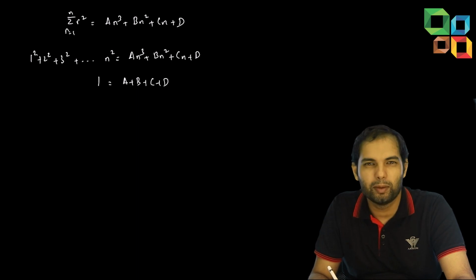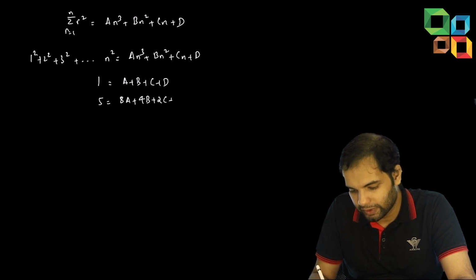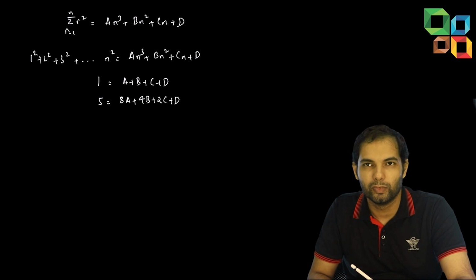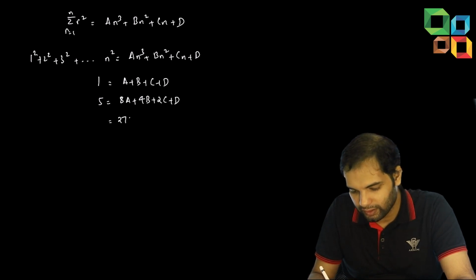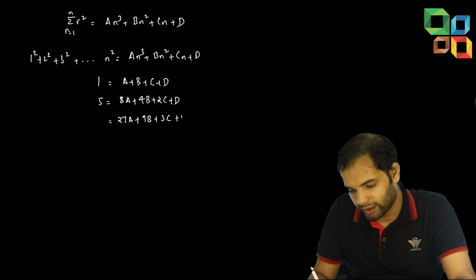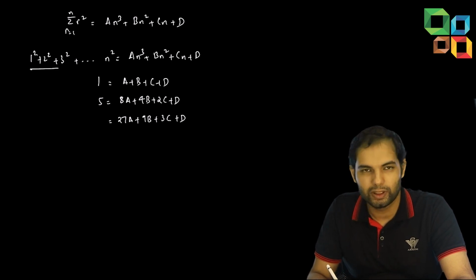We can use n equal to 2. 1 square plus 2 square is 5. When n equal to 2, this is 8a plus 4b plus 2c plus d. We know what to do. We put n equal to 3: 27a plus 9b plus 3c plus d. And n equal to 3 is what? 3 square is 9, plus 4, 13, 14.